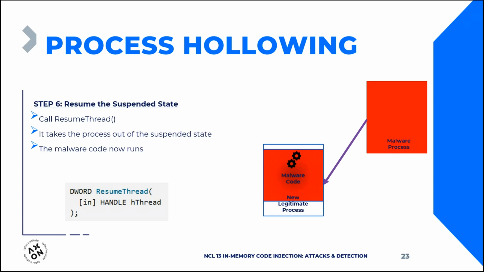So my code is inside the main thread now, and by calling resume thread, the execution will start. I do not need to call create remote thread here, because the thread was already created in the beginning, and it was created yet suspended. So resume thread is going to actually make it run.